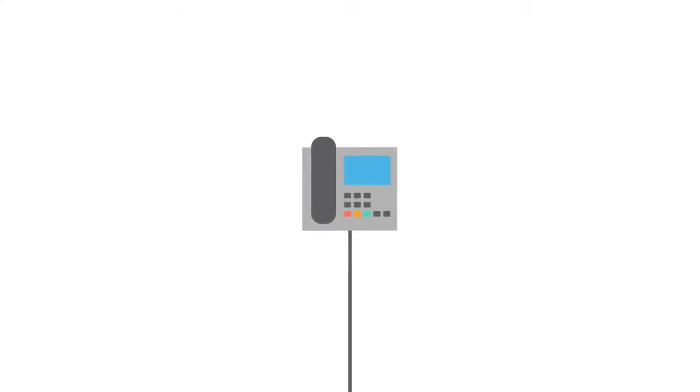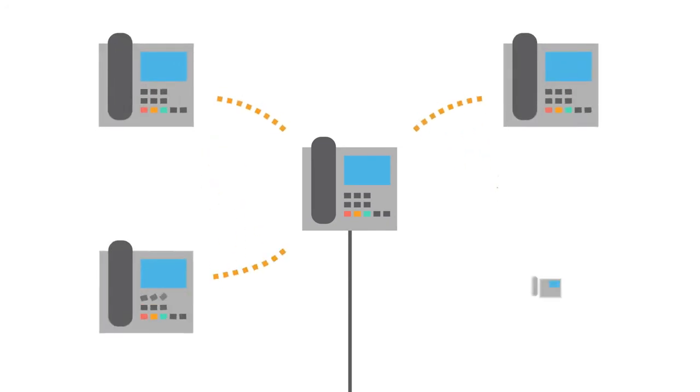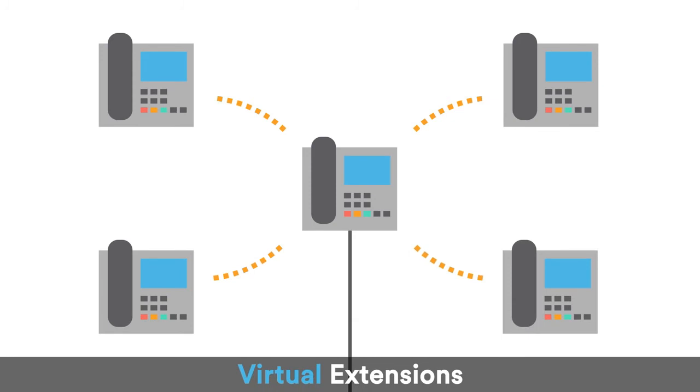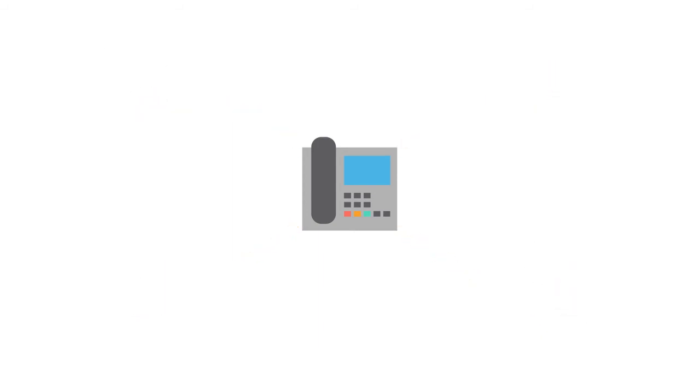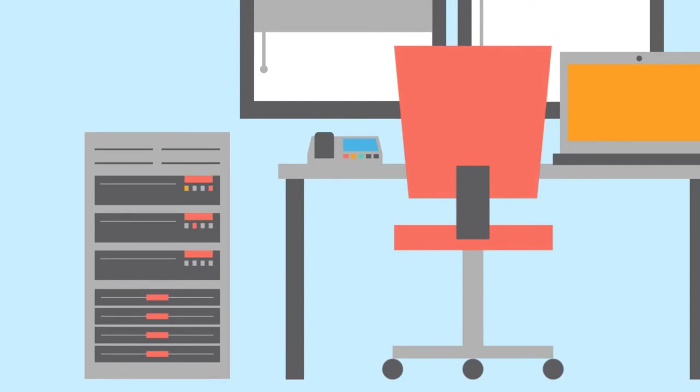You can also reduce the number of physical lines needed, as each employee can have their own virtual extension. These can be reached on any connected devices, from office desk phones to smartphones, so all of you can be kept in the loop no matter where you are. There's no more reliance on bulky hardware units.